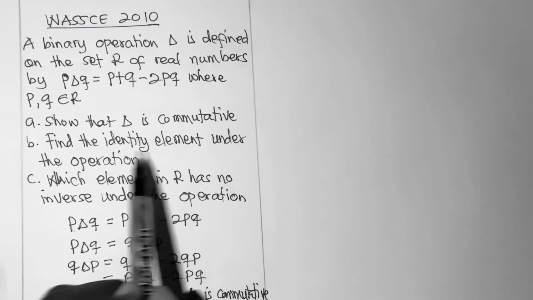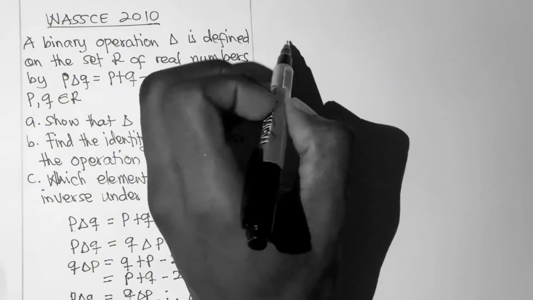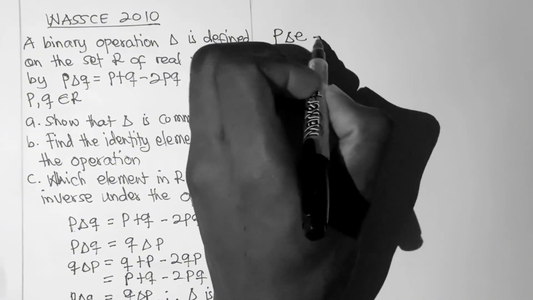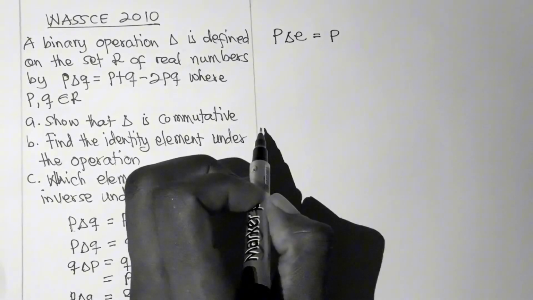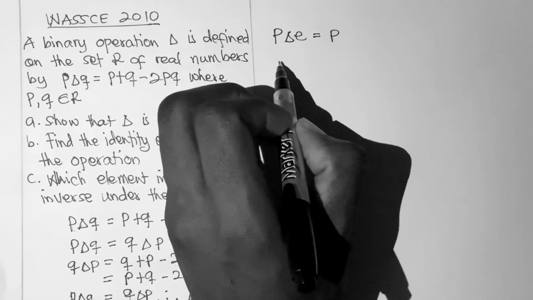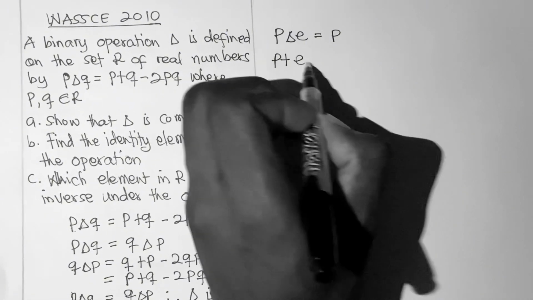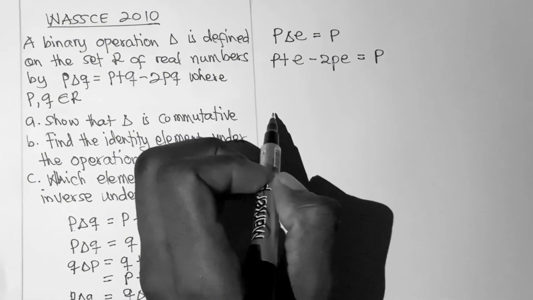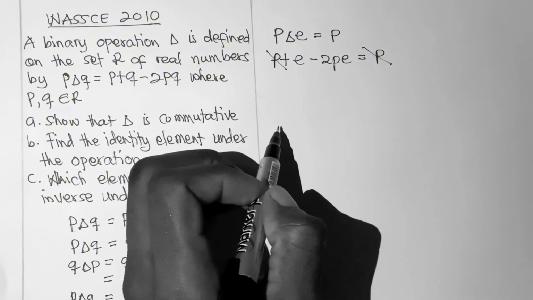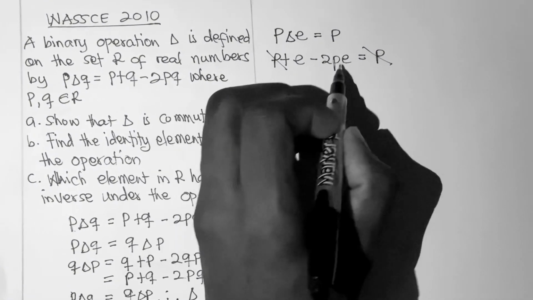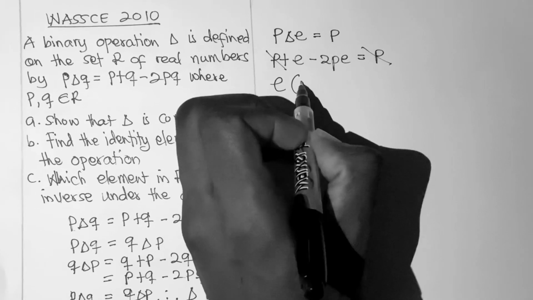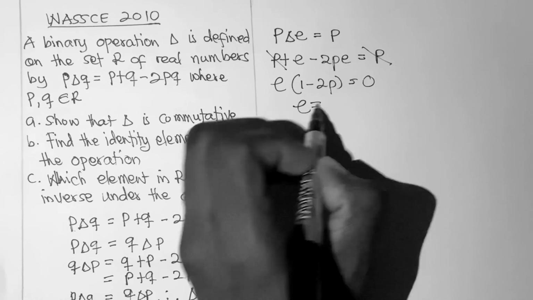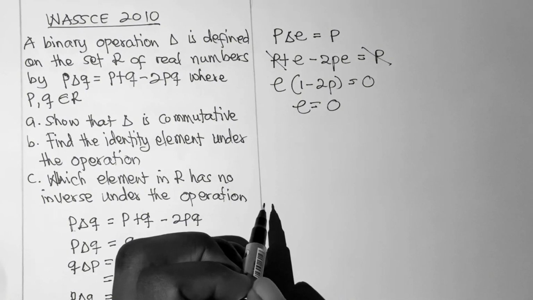The second part says we should find the identity element. Now for the identity element, P operation the identity element must be equal to P. So let's find P operation the identity element. That is P plus E minus 2PE should be equal to P. So you see that this P and then this P can cancel out. So if we factorize E out, we are left with 1 minus 2P equals 0. So you see that outright, the identity element is equal to 0.